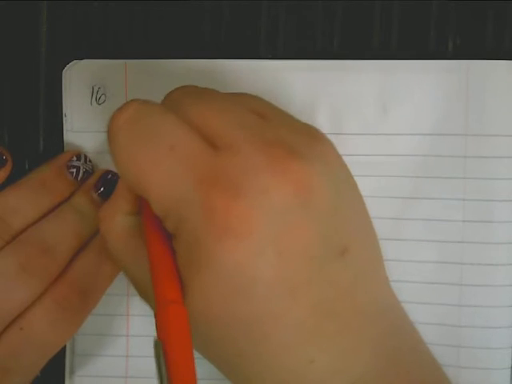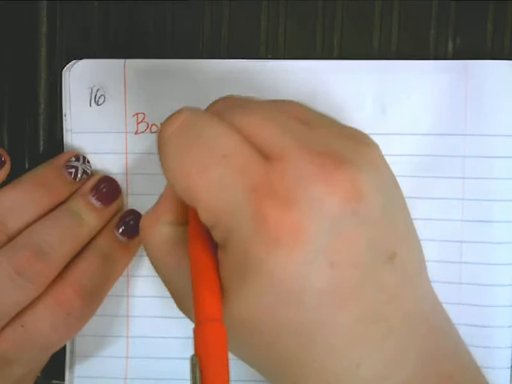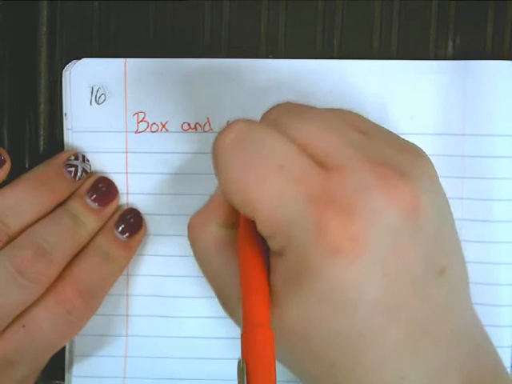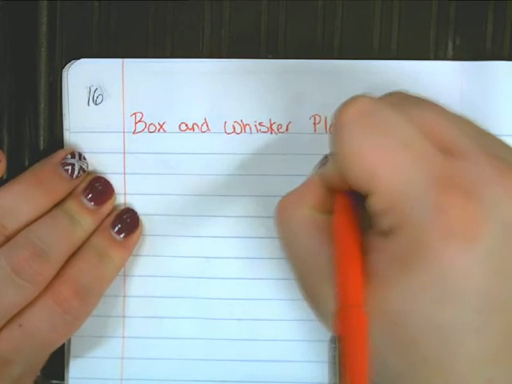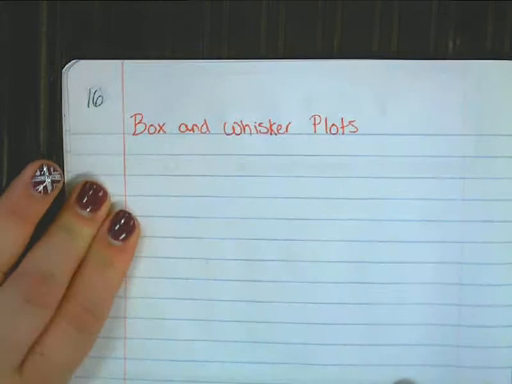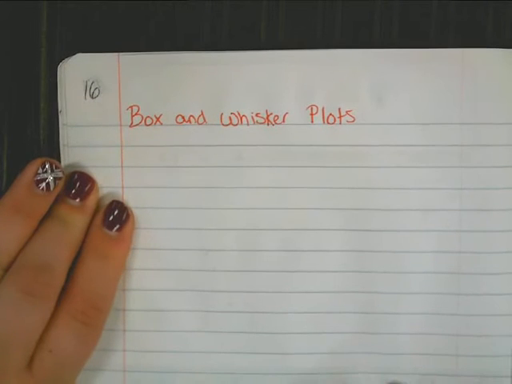Today you should have out your interactive notebooks open to page 16. On page 16 we are talking about box and whisker plots. No, I did not make up the names. These are such a thing that you have to learn about.